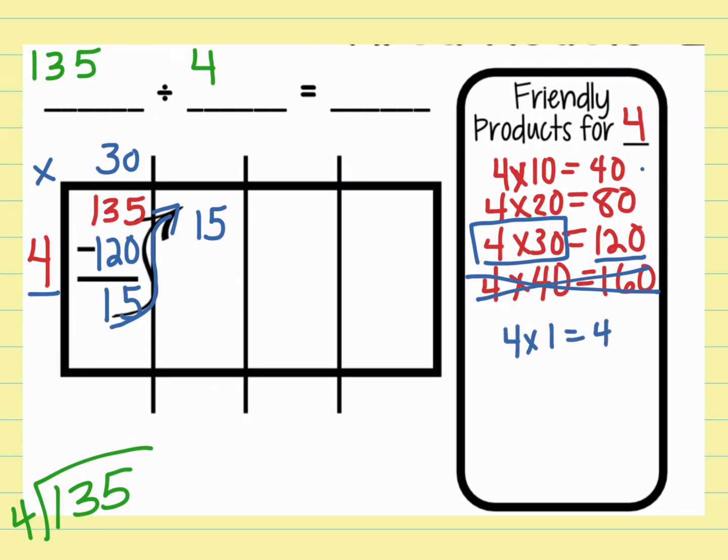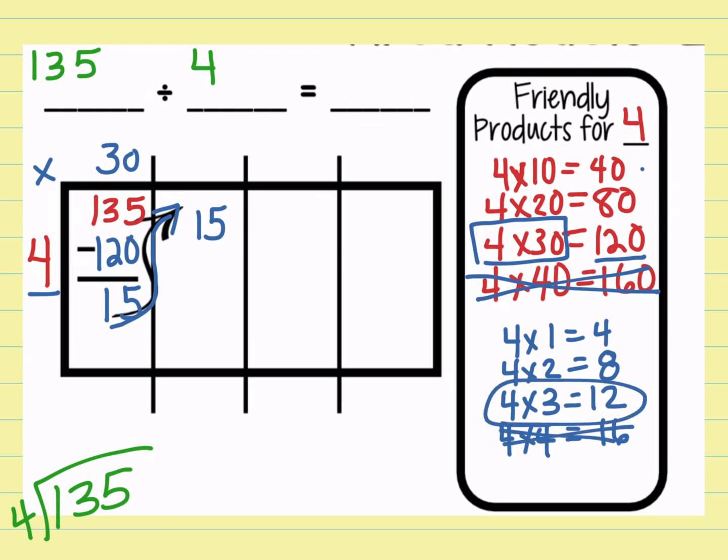4 times 1 is 4. 4 times 2 is 8. 4 times 3 is 12. 4 times 4 is 16. That 16 is too high, so I'm going to have to go with this one. So I'm going to put my 12 down. How did I get to 12? Well, I went 4 times 3. So I'm going to go 4 times 3.